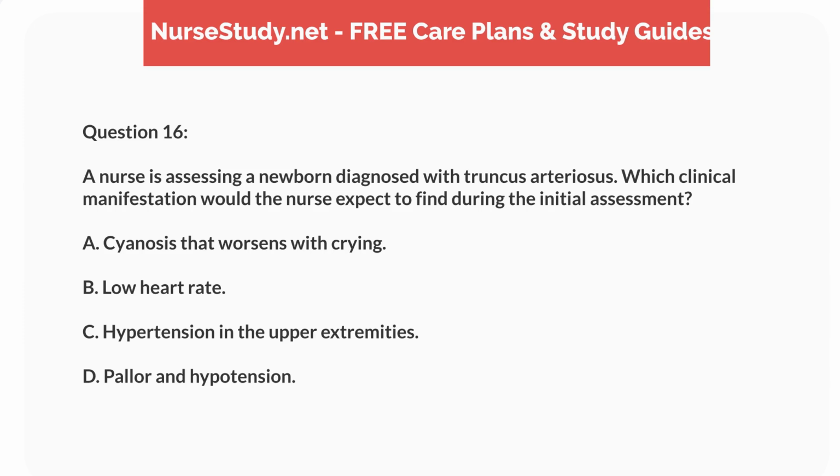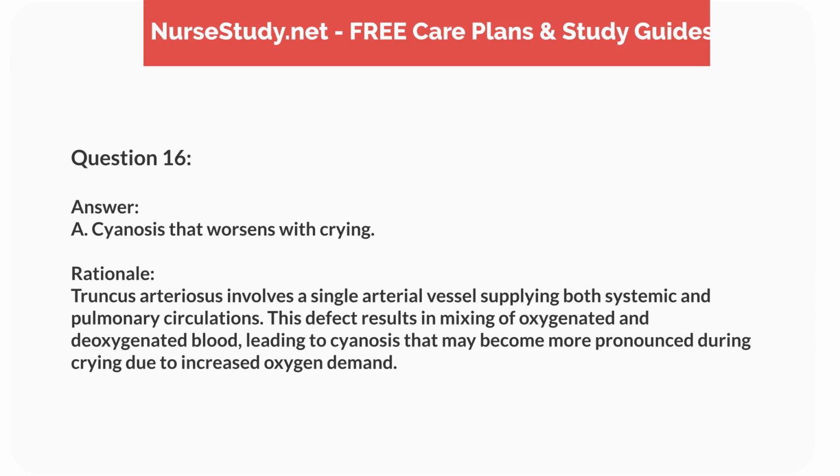Question 16. A nurse is assessing a newborn diagnosed with Truncus arteriosus. Which clinical manifestation would the nurse expect to find during the initial assessment? A. Cyanosis that worsens with crying. B. Low heart rate. C. Hypertension in the upper extremities. D. Pallor and hypotension. Answer: A. Cyanosis that worsens with crying.